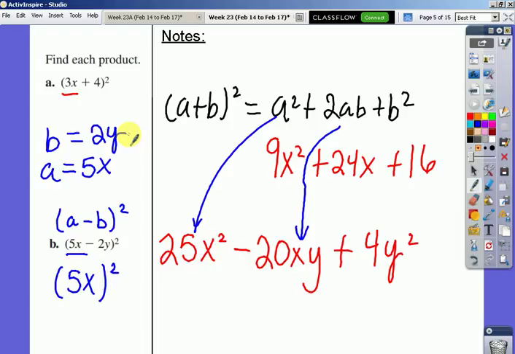B squared is this one, so we just take that second term. That second term is 2y, and we square it. So when we square 2y, you get 4y squared. Does that make more sense? Yeah. Okay, good.